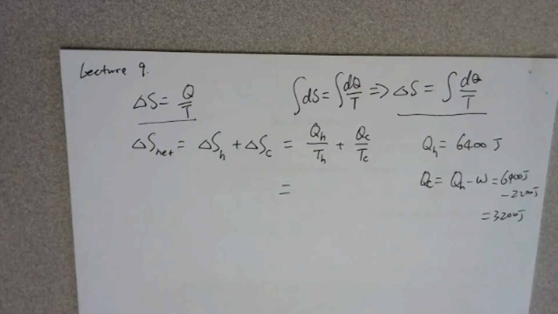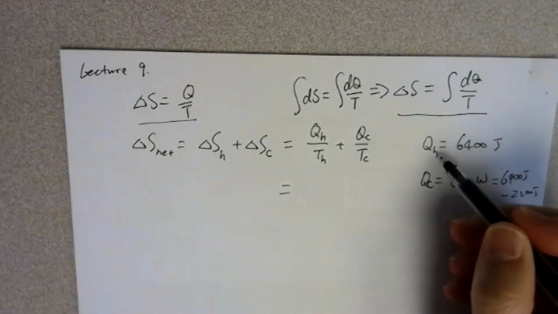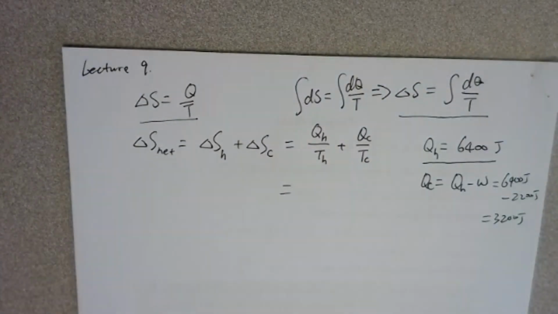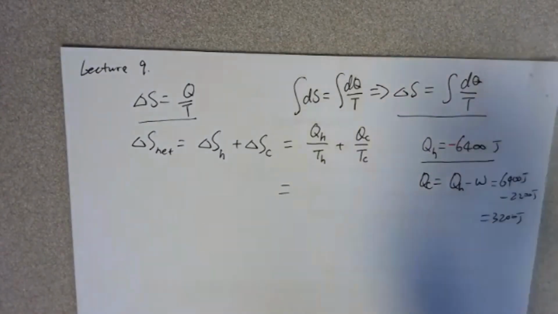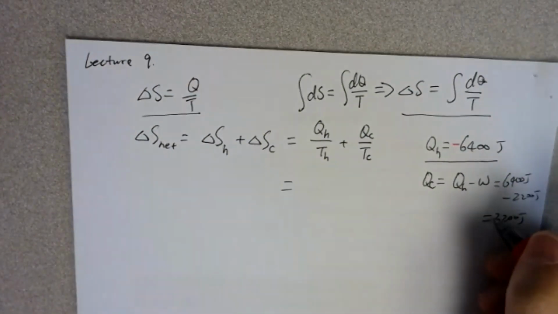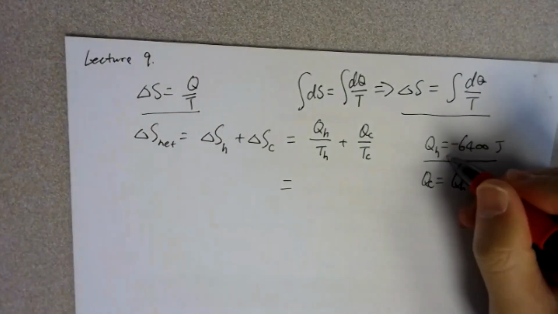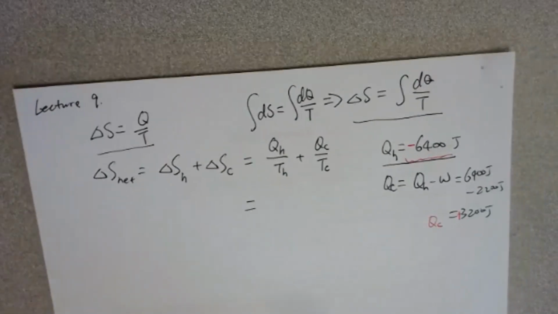Now, when we actually plug in the numbers here, in this case when you're calculating the entropies, pay attention to the signs here. For the hot reservoir, it actually loses heat, so this guy should be negative. The cold reservoir actually receives heat, so Q of C is positive. So pay attention to this, because Q for the hot reservoir is minus, it loses heat.